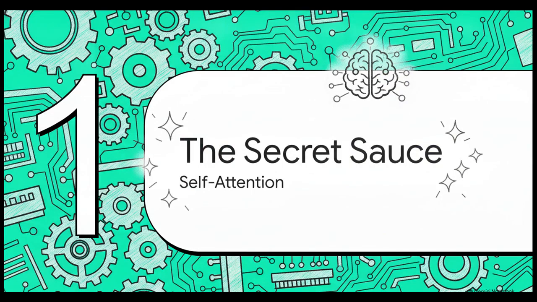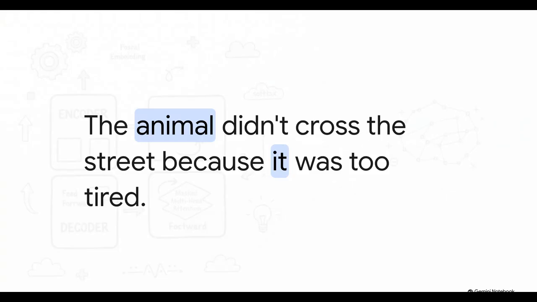Section 1, the secret sauce, self-attention. Let's get right into the absolute core mechanism of the transformer architecture. Consider a sentence like this. The animal didn't cross the street because it was too tired. Now for you and me, reading this is completely effortless. We instantly, intuitively know that the word "it" refers to the animal, not the street, right? Because streets obviously don't get tired.